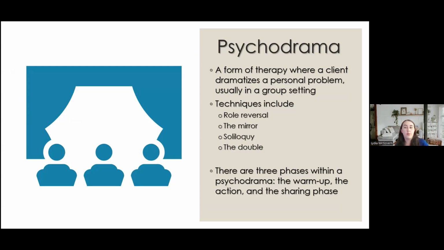The client chooses what they want to act out. This can be specific events that have happened in the past, unfinished situations, or maybe a situation that they're preparing to face in the near future. It involves techniques like role reversal, where the client and another group member exchange roles and kind of act out a situation they've been in as somebody else.